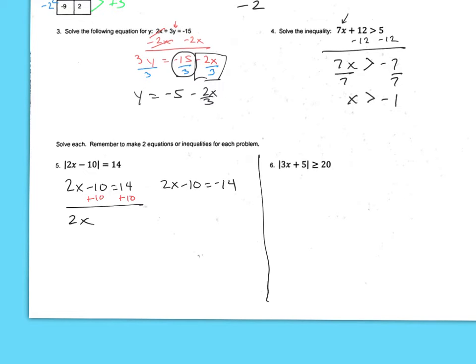So we get 2x, the 10s are gone. 14 plus 10 is 24. And then, of course, we'll divide by 2. And we get x equals 12. Now, the second problem feels very similar. The process is similar, but the numbers are different, so you get a different answer. Or add 10.